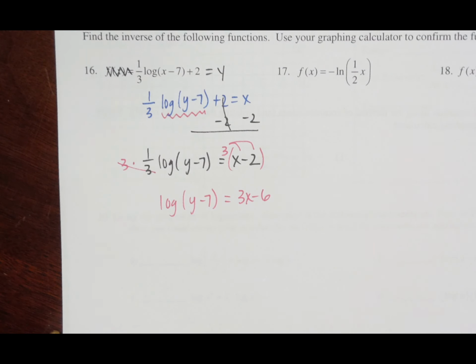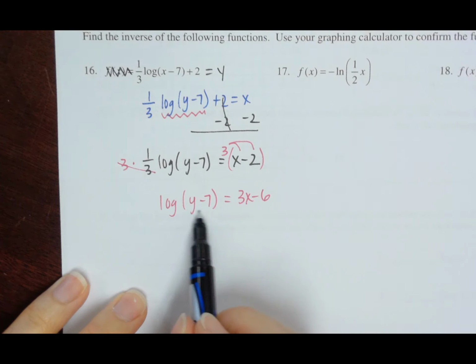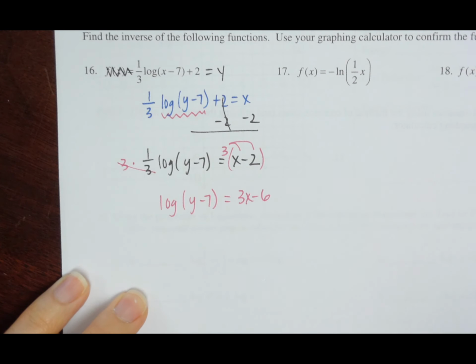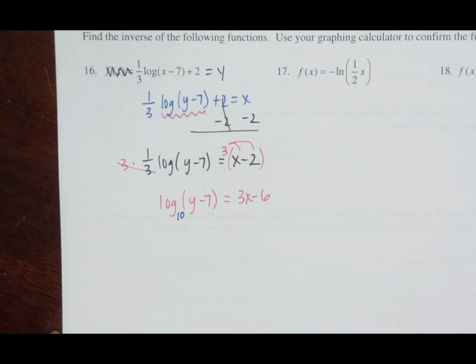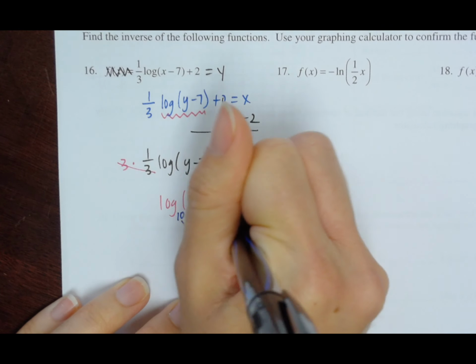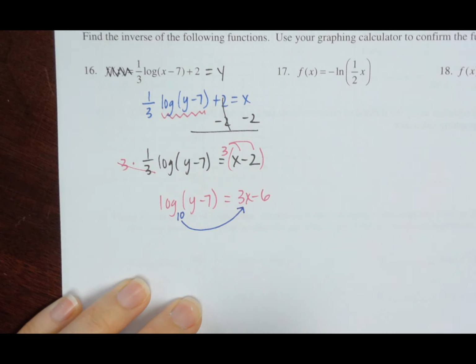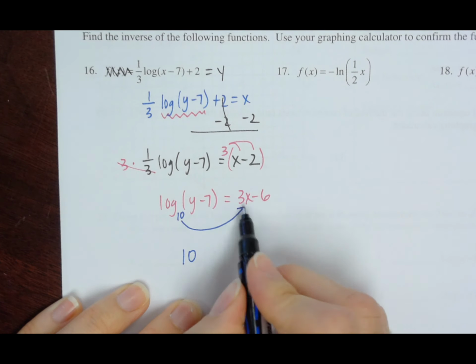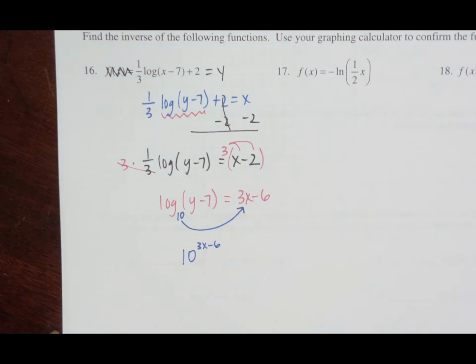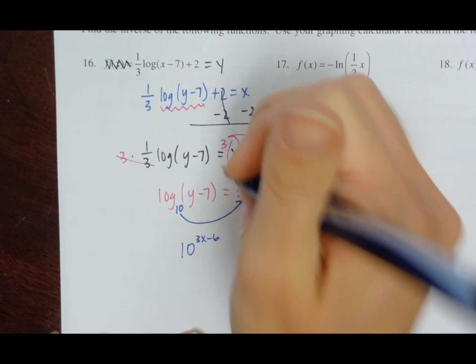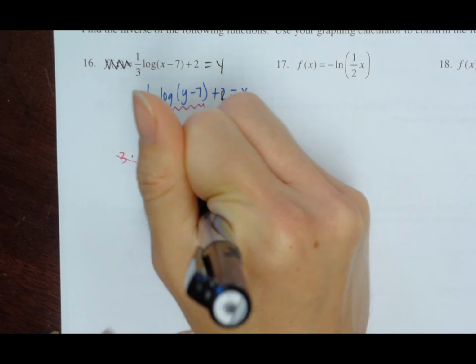Okay, so now here's the part where you kind of have to understand how logarithms work. In order to get to this y that's on the inside of the logarithm, you're going to have to get rid of the log, and you can't divide it away. What you're going to have to do is take the base of that logarithm, and since it's the common log, the base is 10. You're going to take that 10, and it's going to become the base of your exponential, and the 3x minus 6 becomes the exponent of that exponential. And then it's going to equal this y minus 7.